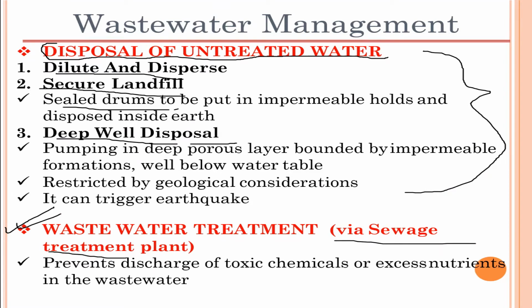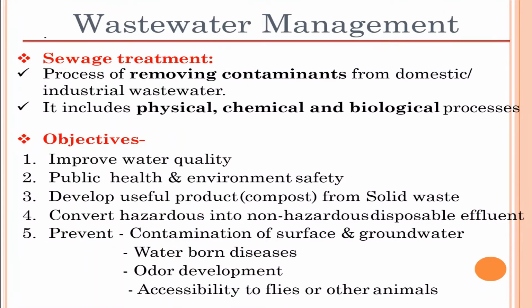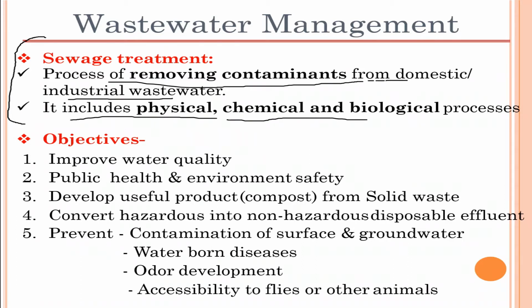So this is the wastewater treatment or sewage treatment plant, how the drained water or sewage water gets treated. Also, it prevents discharge of toxic chemicals or excess nutrients in the wastewater. So talking about sewage treatment, it's the process of removing contaminants from domestic and industrial wastewater.